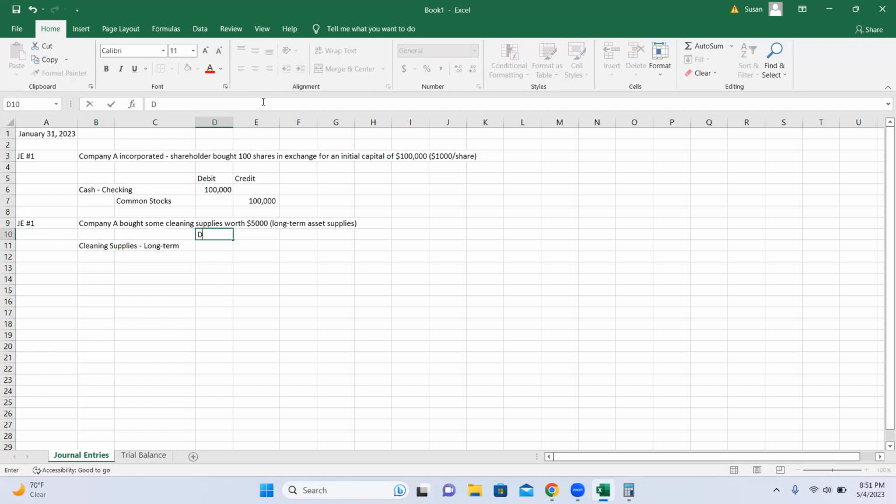So for our debit, we'll have $5,000 and they bought it with cash. So we'll just do a credit cash. Or actually, let me just put it here.